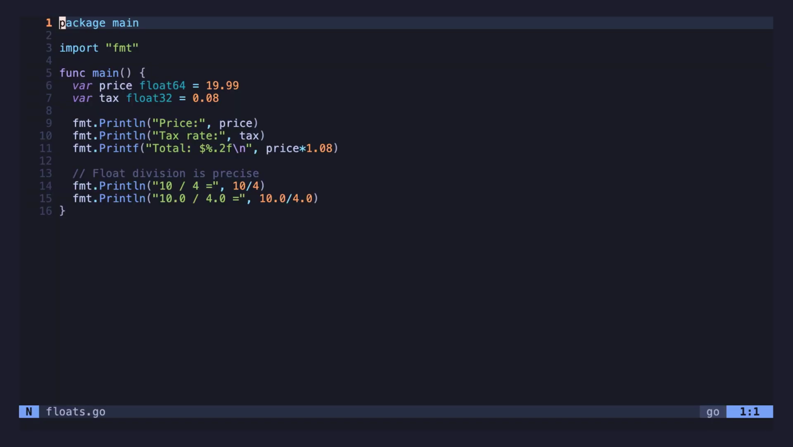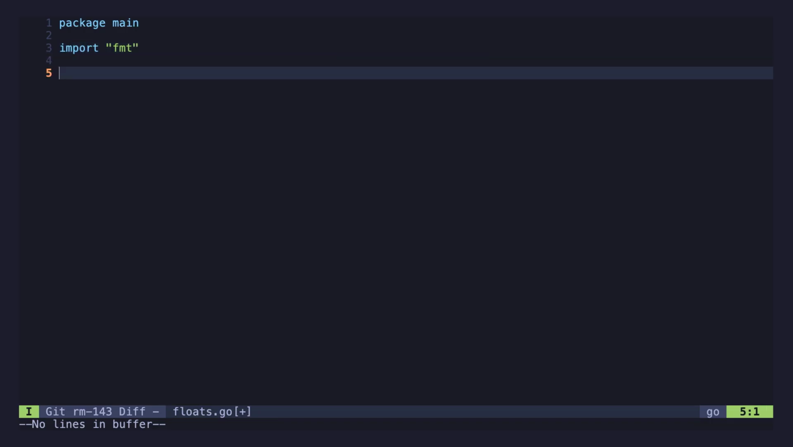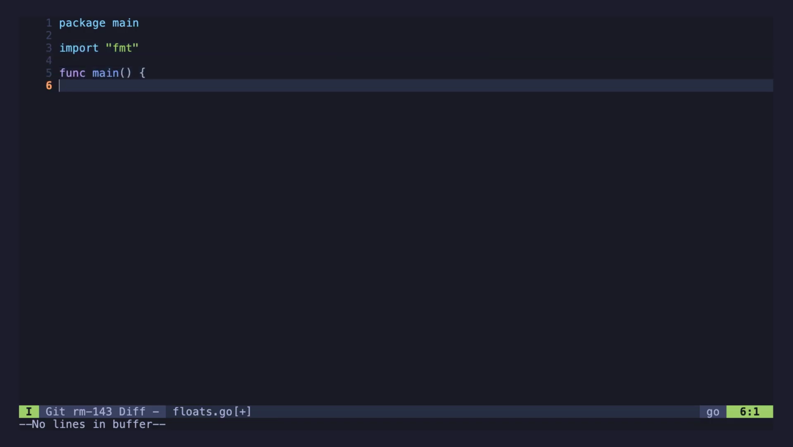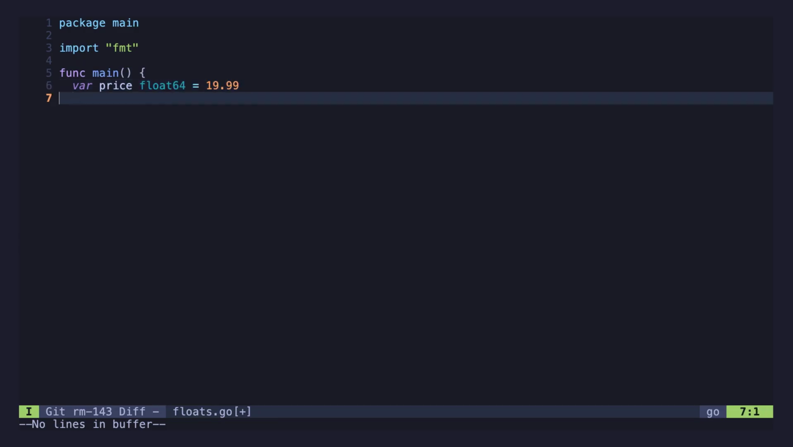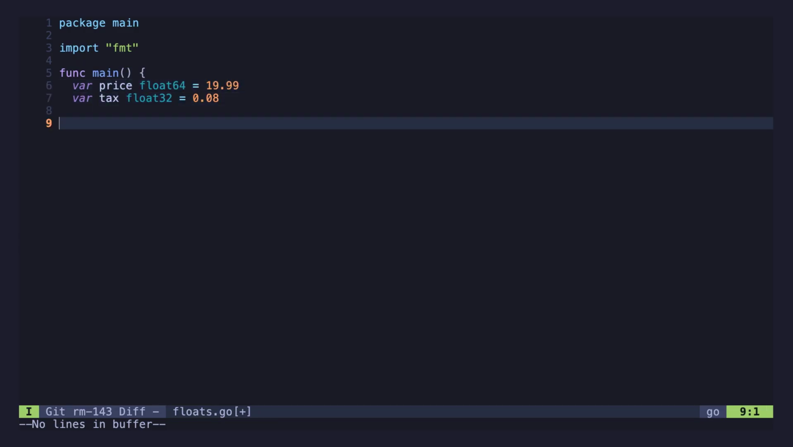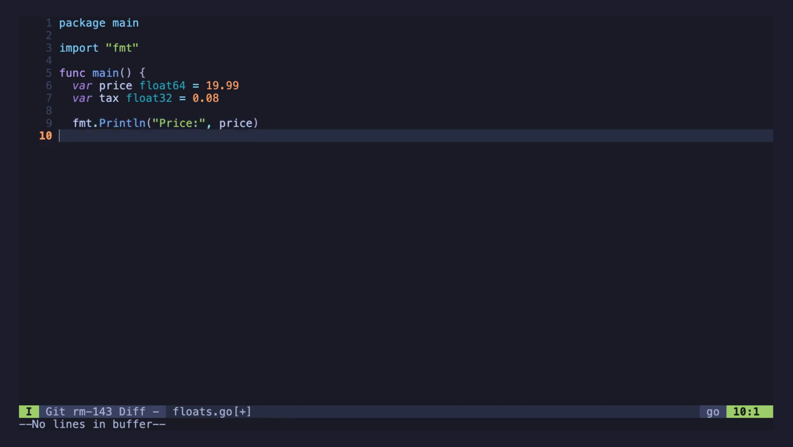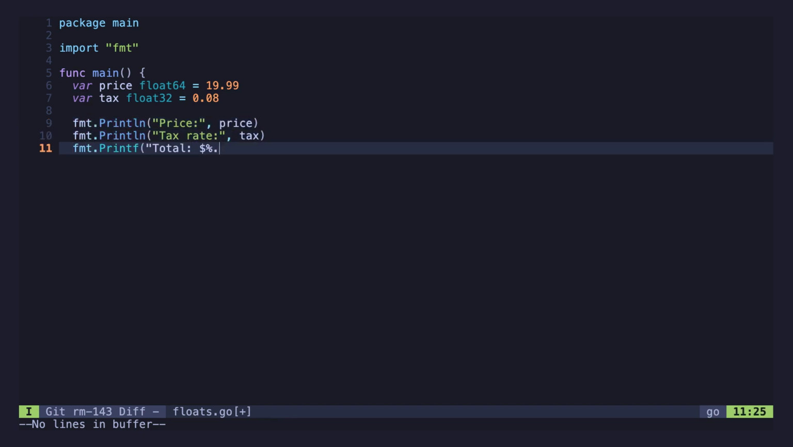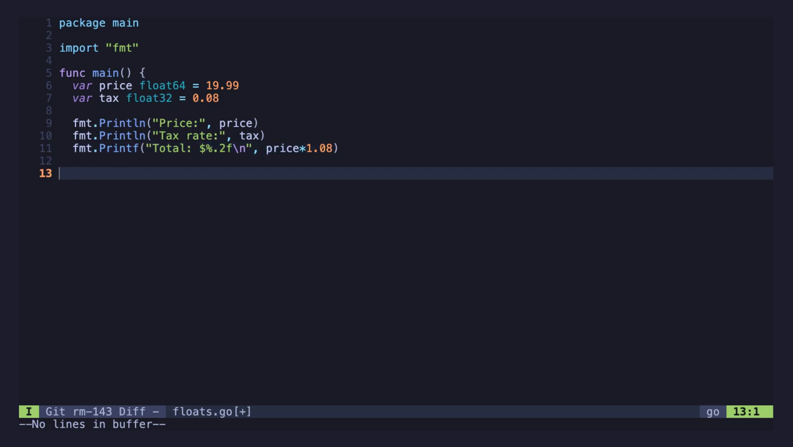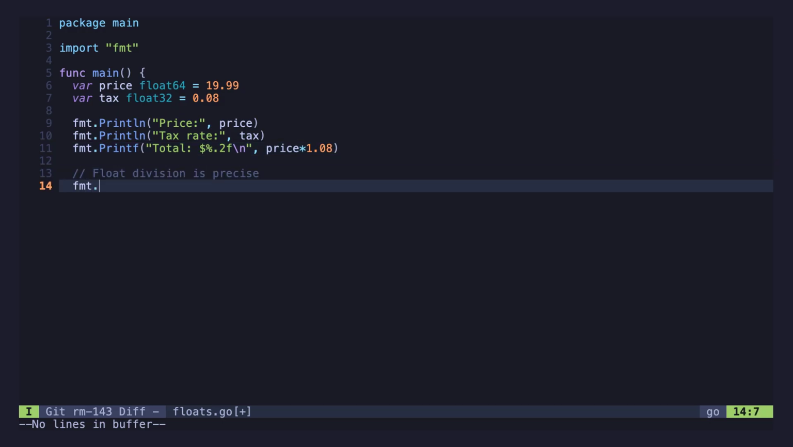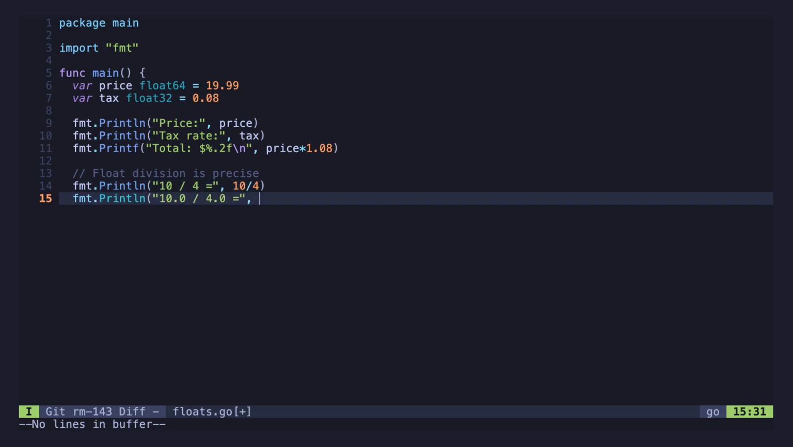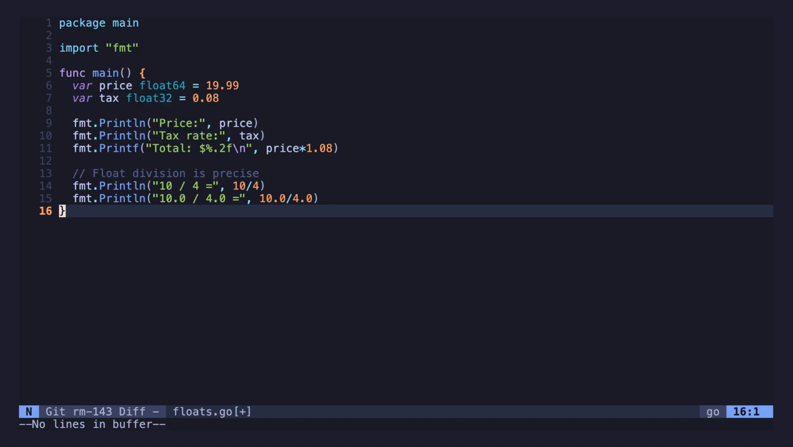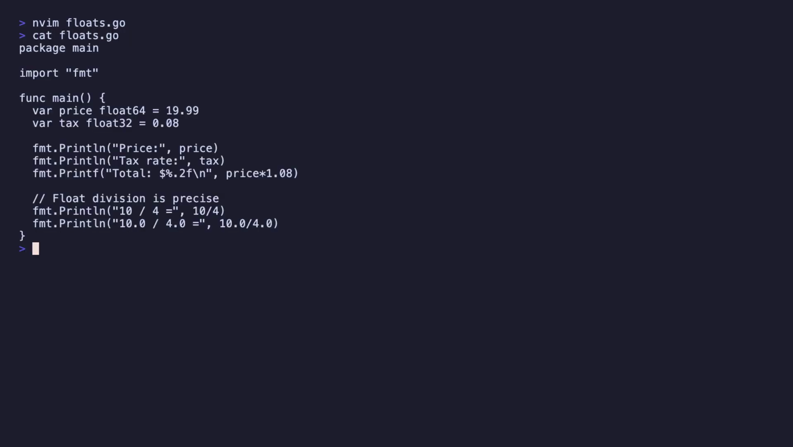Now let us work with floating point numbers. Float64 is the default precision. Float32 uses less memory. Printf with %.2f formats to 2 decimal places. Notice that integer division gives 2, but float division gives 2.5. Always use floats when you need decimal precision.